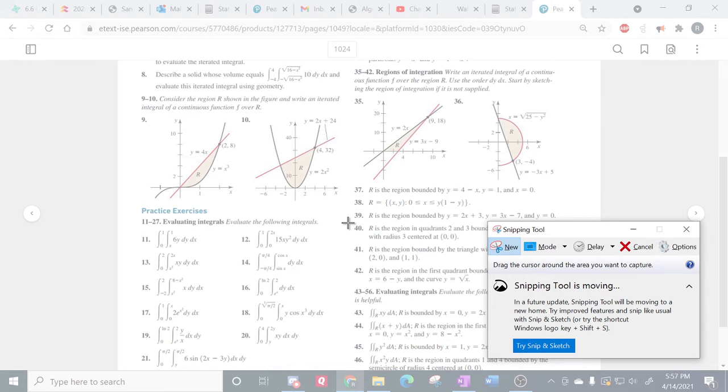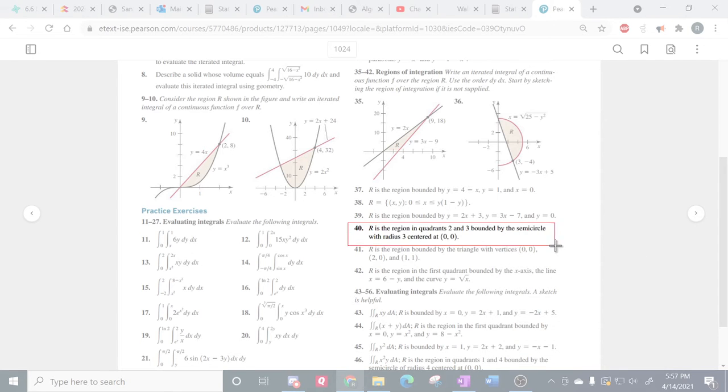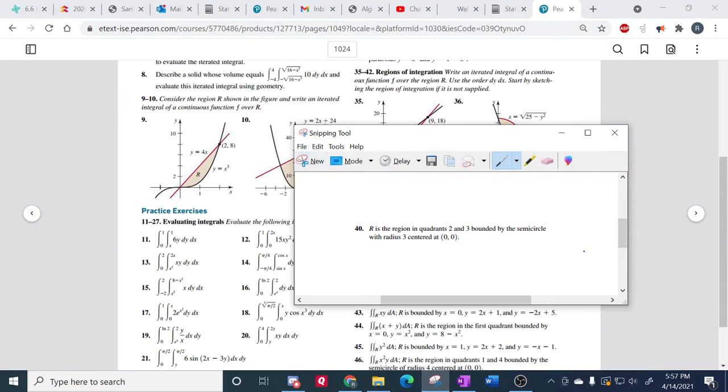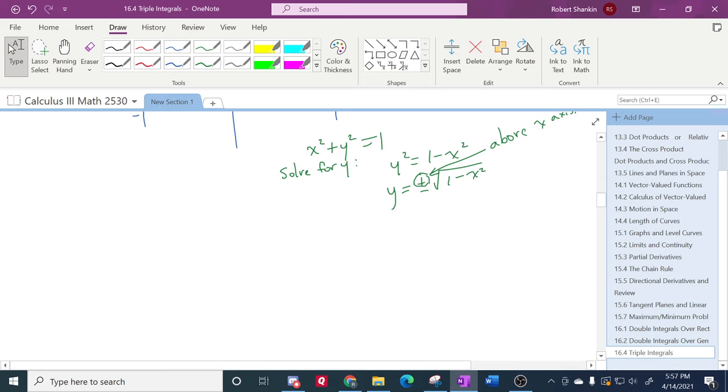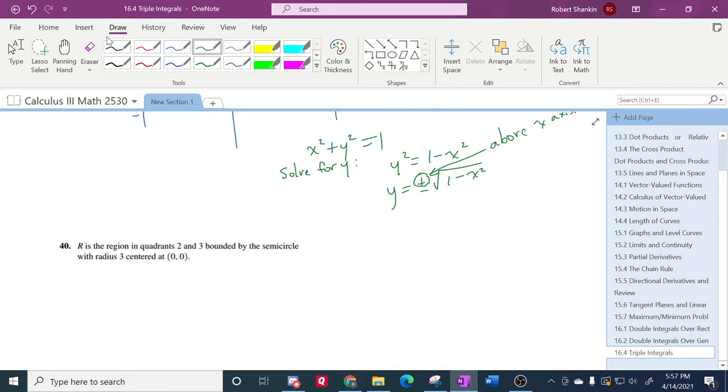Write an iterated integral for the continuous function. So we're supposed to write the integral. We don't have to evaluate the integral. And would that look like a semicircle, like if you took a circle and you split it by the y-axis? That was my main question.